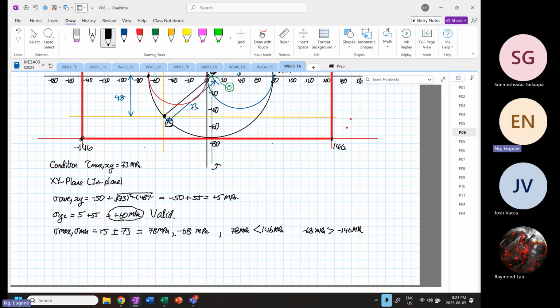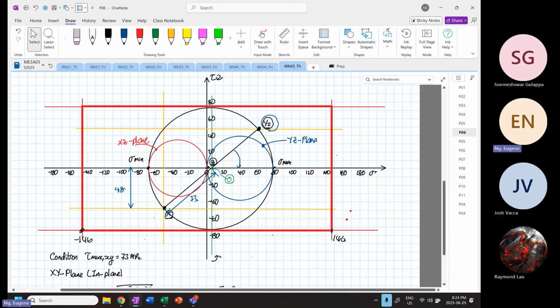And we know that tau max is equal to tau max xy, which is equal to 73 megapascal. If you're going to calculate 73 megapascal, all you need to do is 78 minus 68 and divide by 2. 78 minus 68 divided by 2 is also equal to 73 megapascal. So this answer is valid.